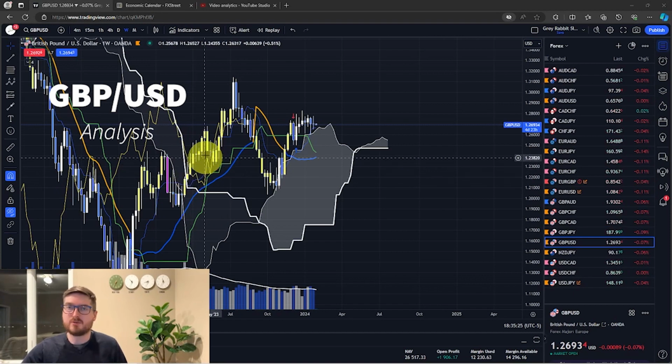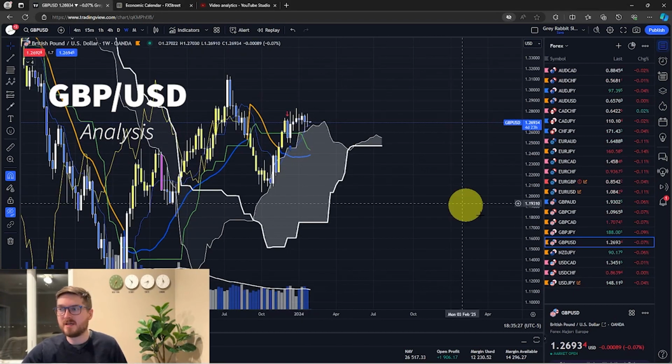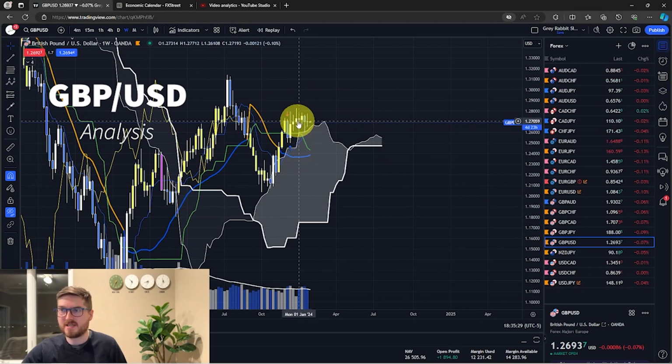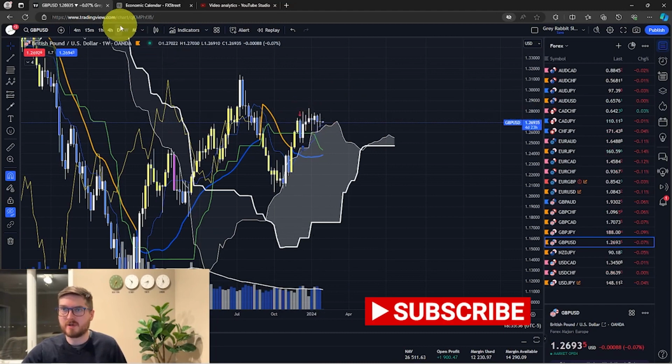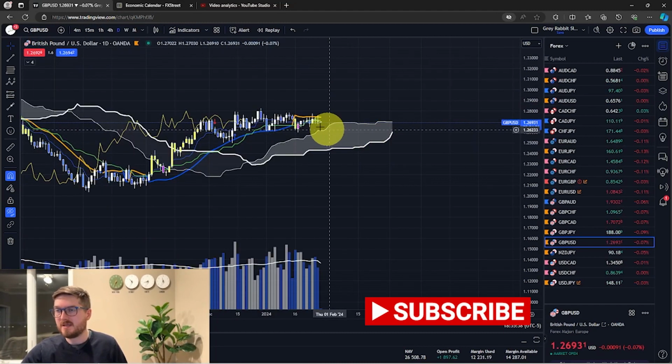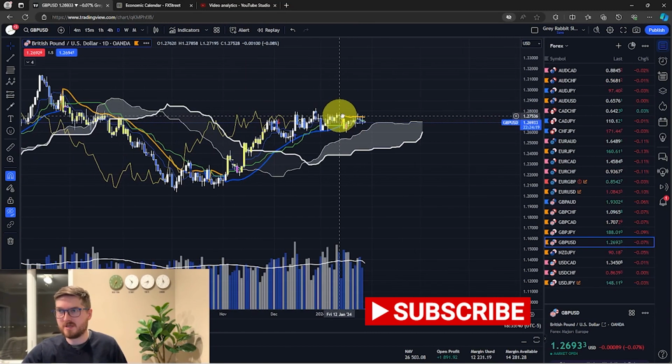Okay guys, British pound US dollar on the weekly. Also a ranging pair, not much to say. We're just kind of stuck in this consolidation. See a lot of wicks on each side. So that's just telling me that we're ranging right now on the weekly. And also, you can see that we're in this range here on the daily chart.